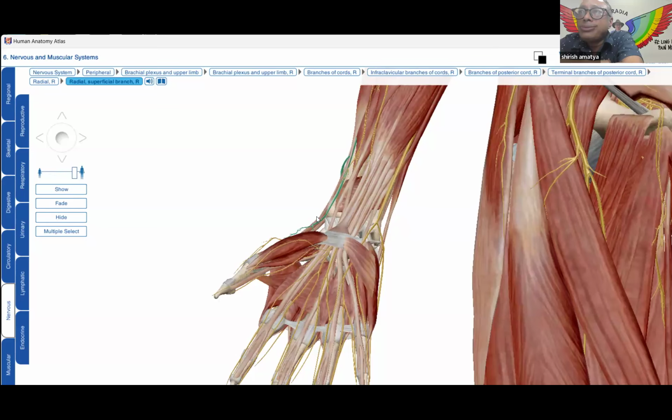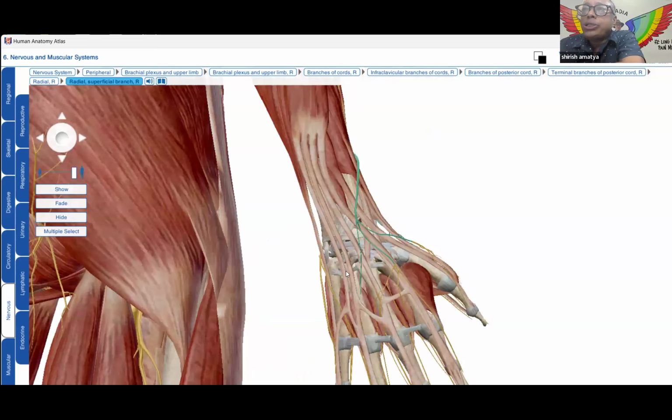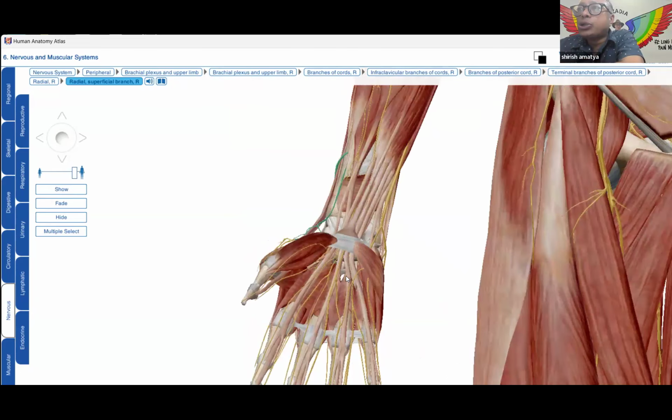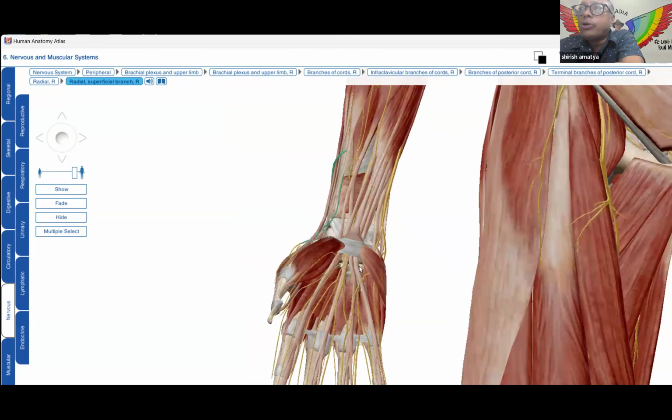Hello. Okay, no questions. So let us start the sono-anatomy of the elbow and wrist. Give me 5 minutes to prepare the volunteer.